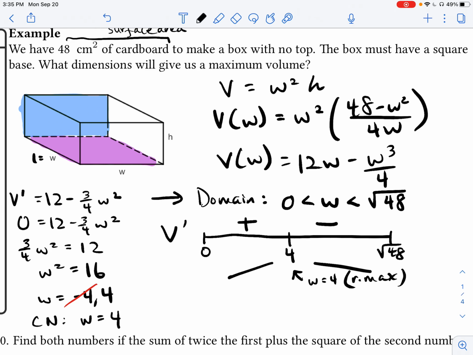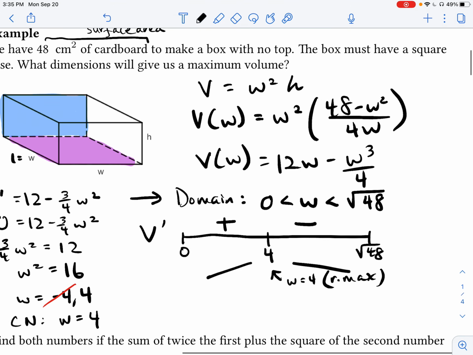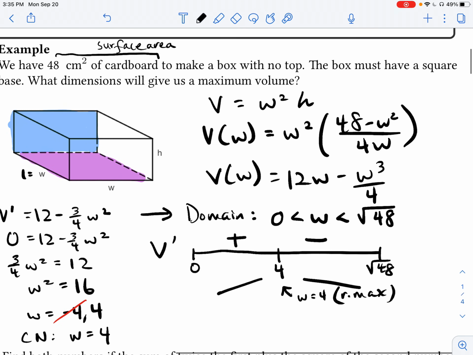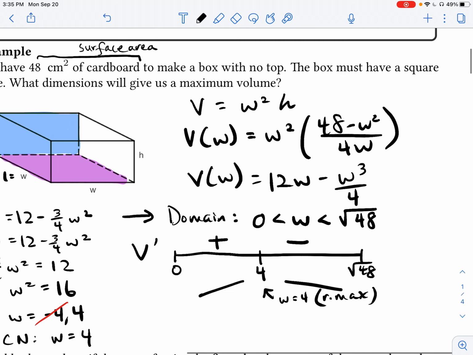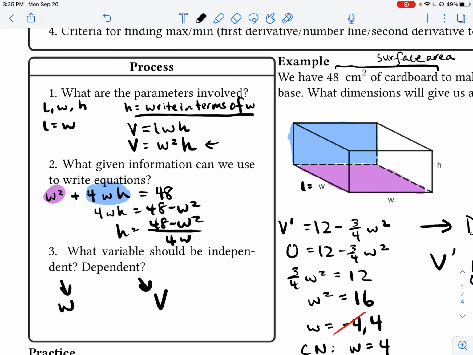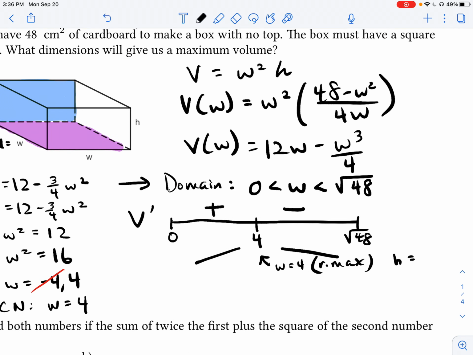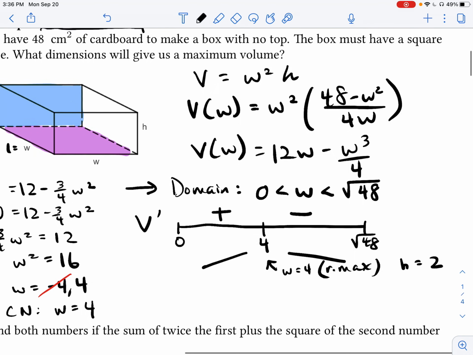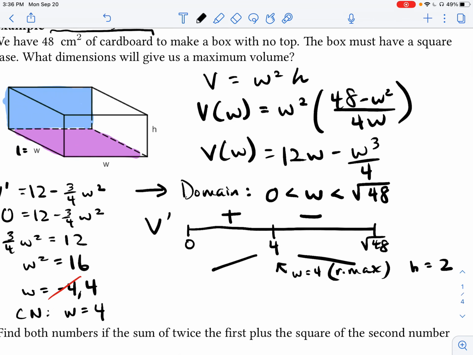Well, if that's where our relative max is, then let's find the h value when W is equal to 4. So we know our maximum occurs when W is equal to 4. So now let's plug 4 into our function, oh sorry, not into that function, I apologize, for h. We want to plug it in for h. So when W is equal to 4, h of 4 is going to give us 32 over 16, which is just 2. So our height then is 2. So we've established that we're able to get the maximum volume when the width is equal to 4 and the height is equal to 2.